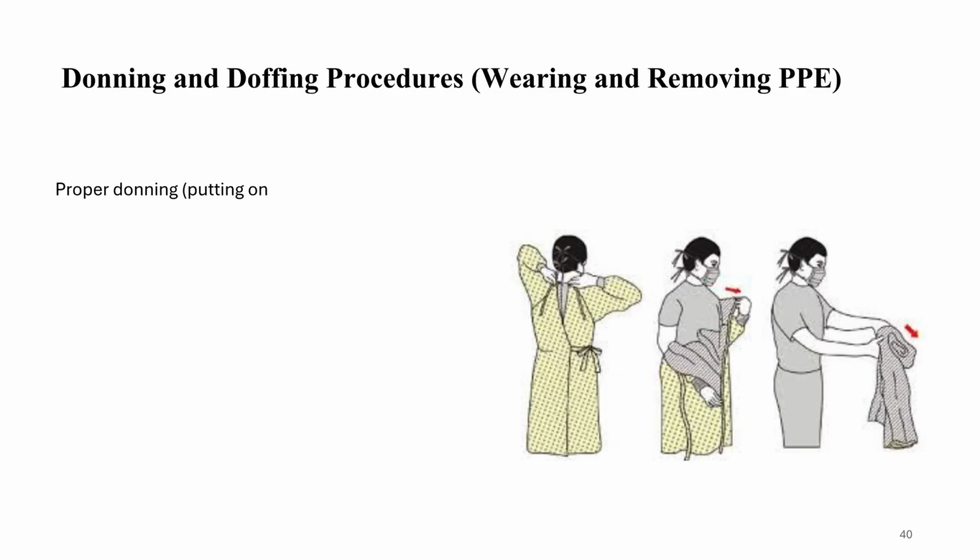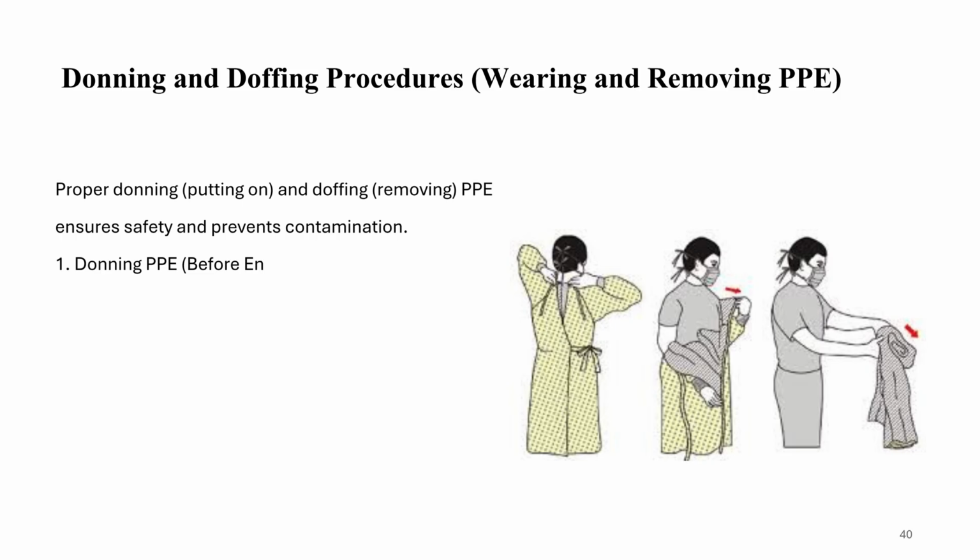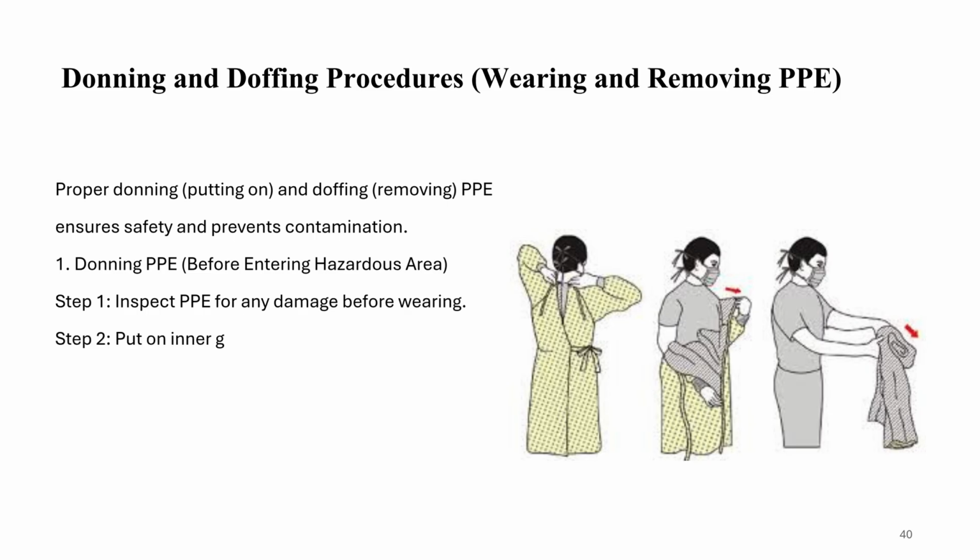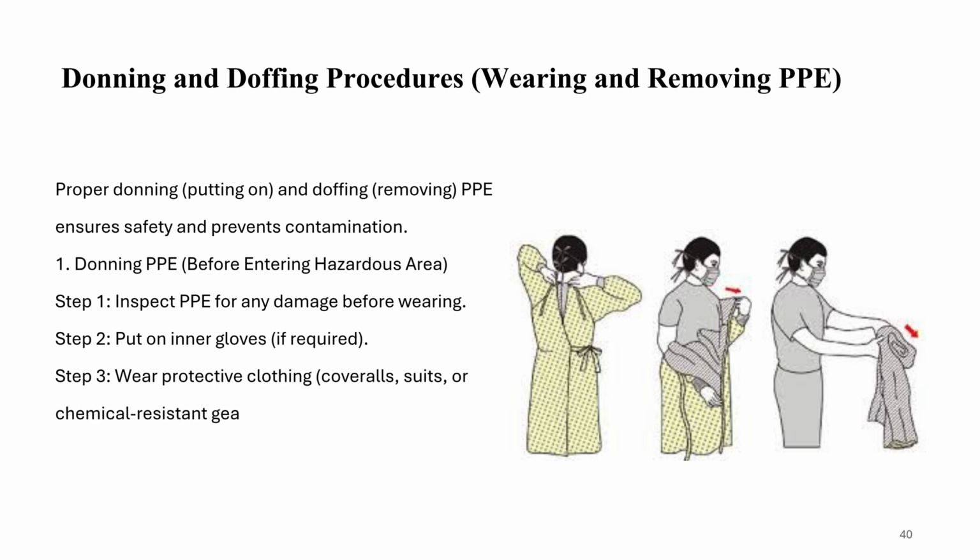Donning and doffing procedures: wearing and removing PPE. Proper donning, putting on, and doffing, removing PPE ensures safety and prevents contamination. 1. Donning PPE before entering a hazardous area. Step 1. Inspect PPE for any damage before wearing. Step 2. Put on inner gloves if required.